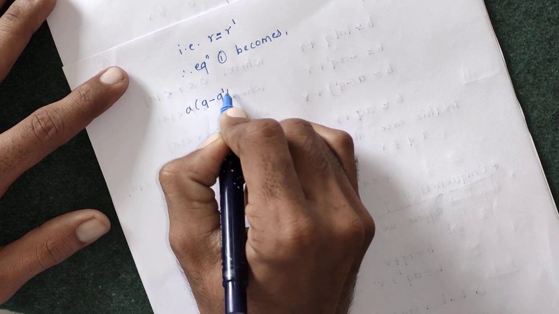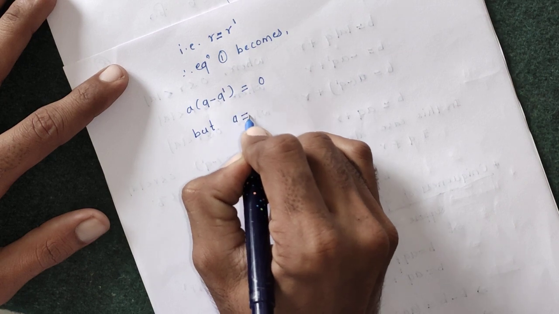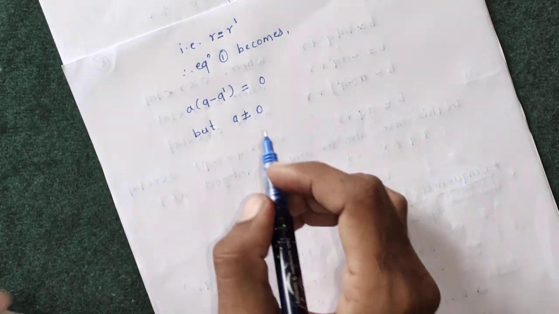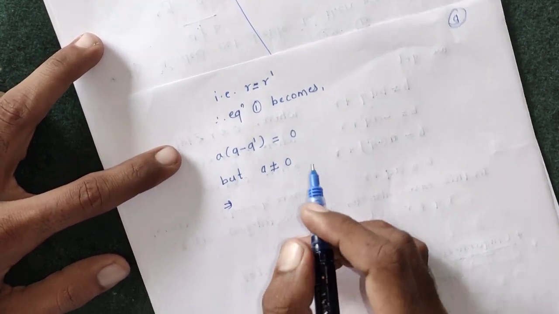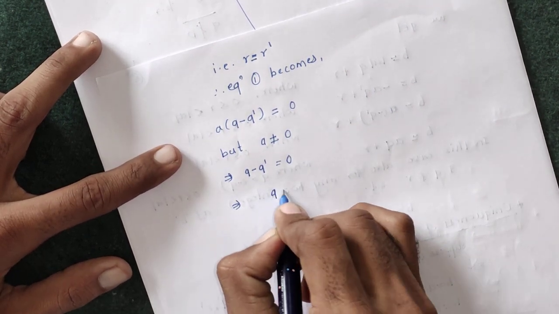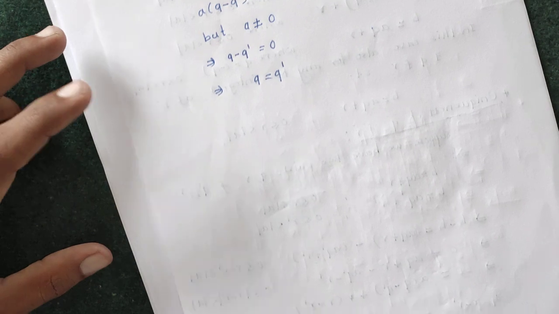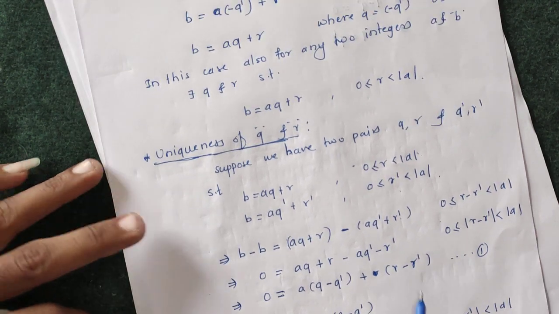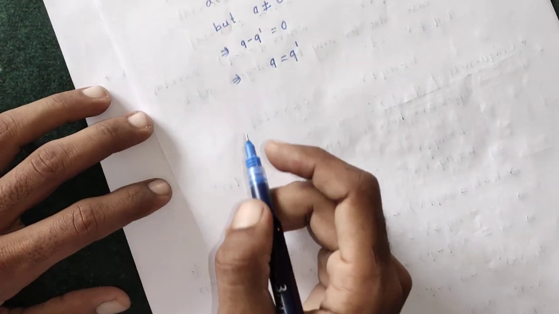A into q minus q prime is equal to 0, but we have been given that A is non-zero. In our statement, we have given that A is non-zero. So, the multiplication of these two numbers is 0, but A is non-zero, which implies q minus q prime must be 0. This gives q is equal to q prime. Hence, for any two integers A and B, q and r are unique. We have taken two pairs, but q is equal to q prime and r is equal to r prime. So, this q and r must be unique.